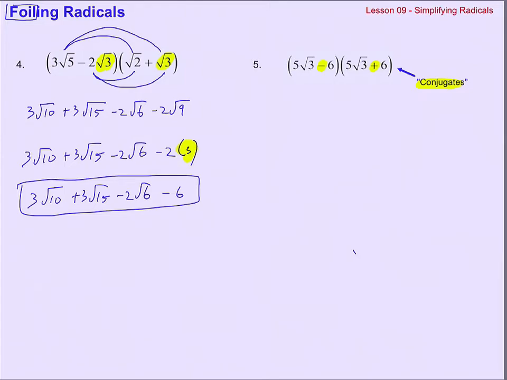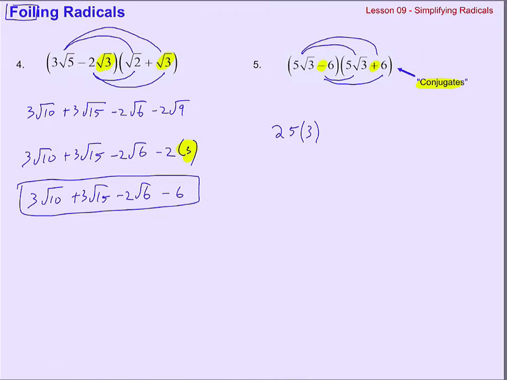Let's see what happens when you multiply conjugates together. So we'll distribute. We'll do it the slow way at first. 5 root 3 has to be distributed to 5 root 3 and then to 6. And the negative 6 has to be distributed to the 5 root 3 and to the positive 6. So again, we're going to have 4 terms here. 5 root 3 times 5 root 3. We can multiply the 5 times the 5 and the root 3 times the root 3. And like we just saw in the last example, that's just going to make a whole 3. We don't need that intermediate step with that root 9 anymore, now that we know what's going to happen.